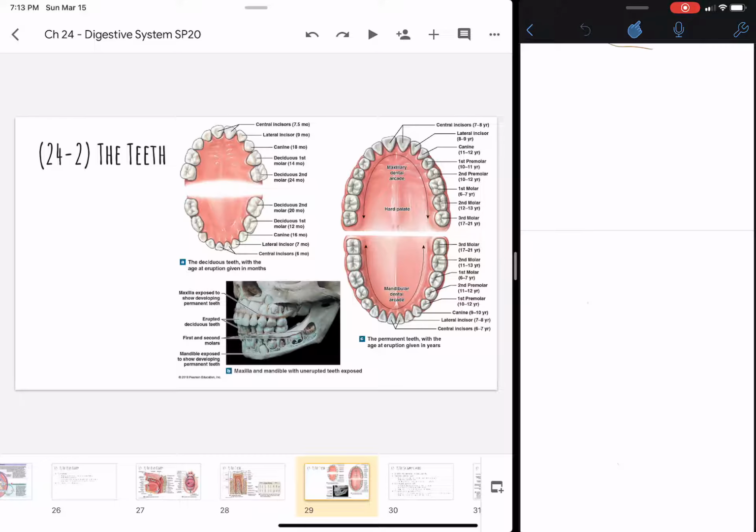And then on the right-hand side, we see the adult palate, where we have incisors, both central and lateral. Then we have a pair of canines. Then we have first, second premolars. Then we have first, second, and third molars. Collectively, we usually have 32 adult teeth.